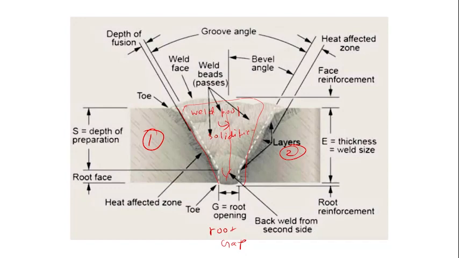Then the weld bead. What is a weld bead? The amount of material which is added into the workpiece in a single pass. That is called the weld bead. That is, the amount of material which is added into the workpiece in a single pass.